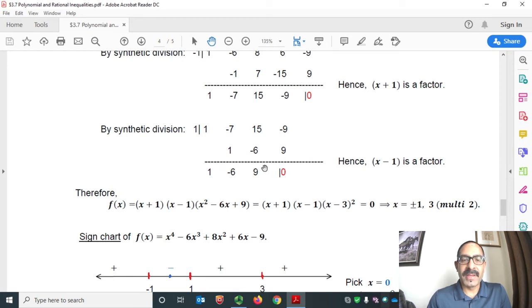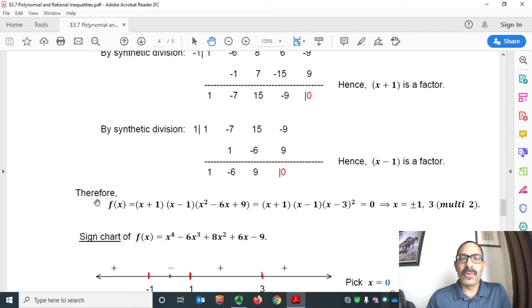again the same idea. 1, write down as it is. And then here, multiply this one and write it down here. Add these two. Next, multiply 1 and negative 6 and write here, add these two. Similarly, multiply 1 and 9, write down 9 here, and then add these two. Again, we got 0. That means x equals 1 is a zero, or x minus 1 is a factor.